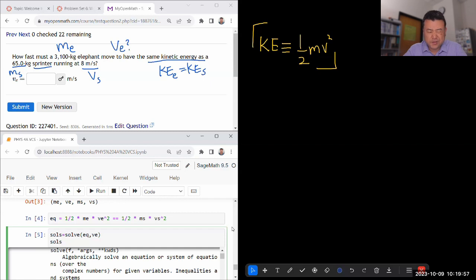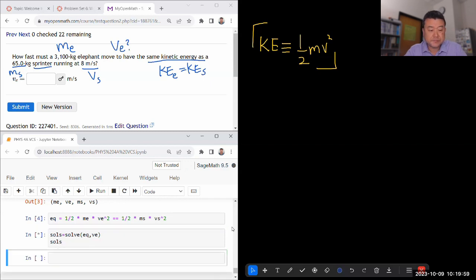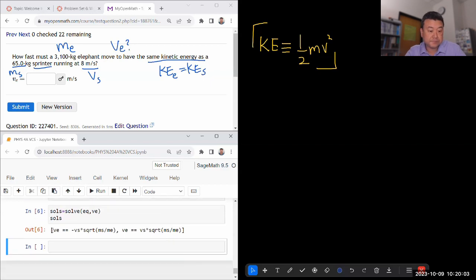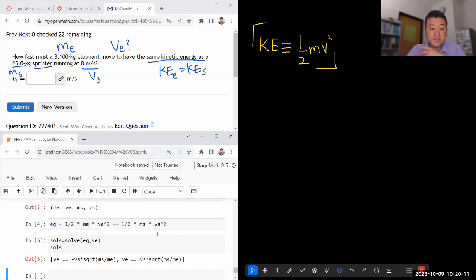I think if I do this, it'll print. Let's see. Yeah, it printed. Okay, good. So it's actually giving me two solutions. And I hope once you look at it, it makes sense. It's giving me two solutions because my equations involve these things being squared. So whether the speed or the VE is negative or positive, it gives you the same result equation wise.